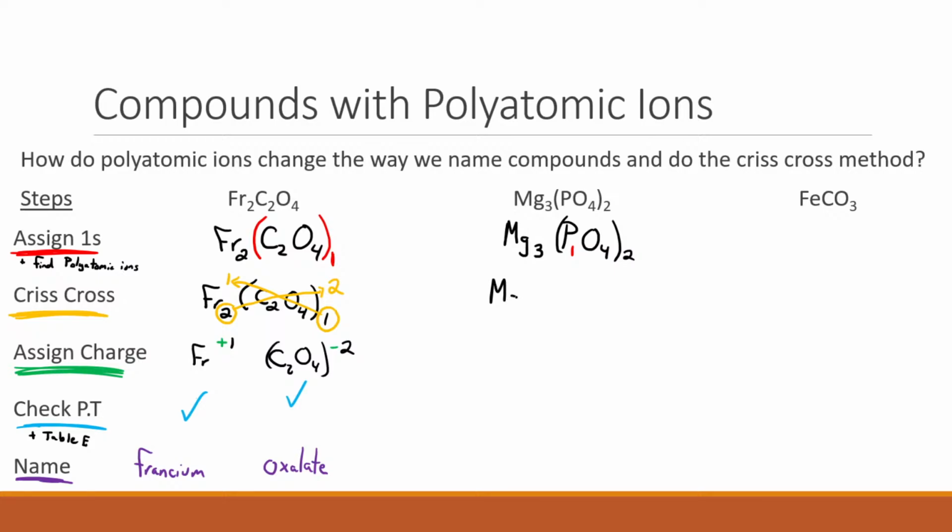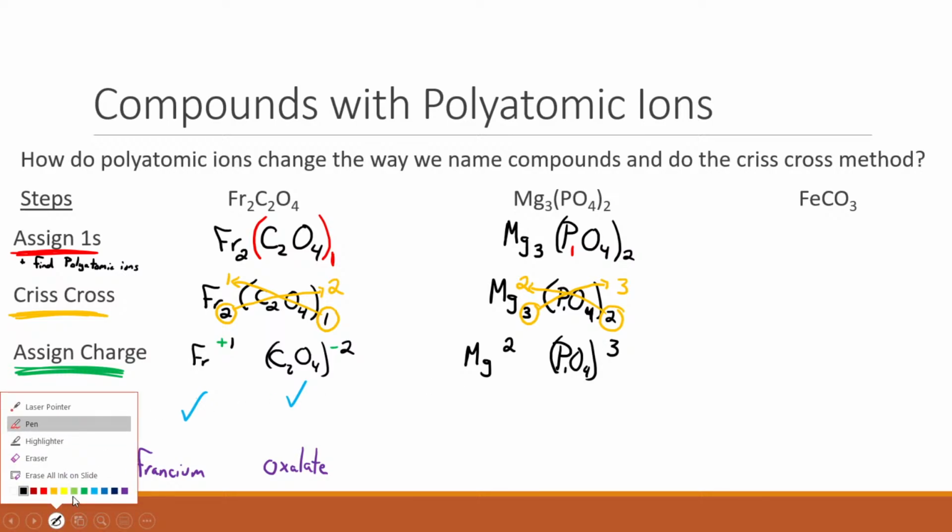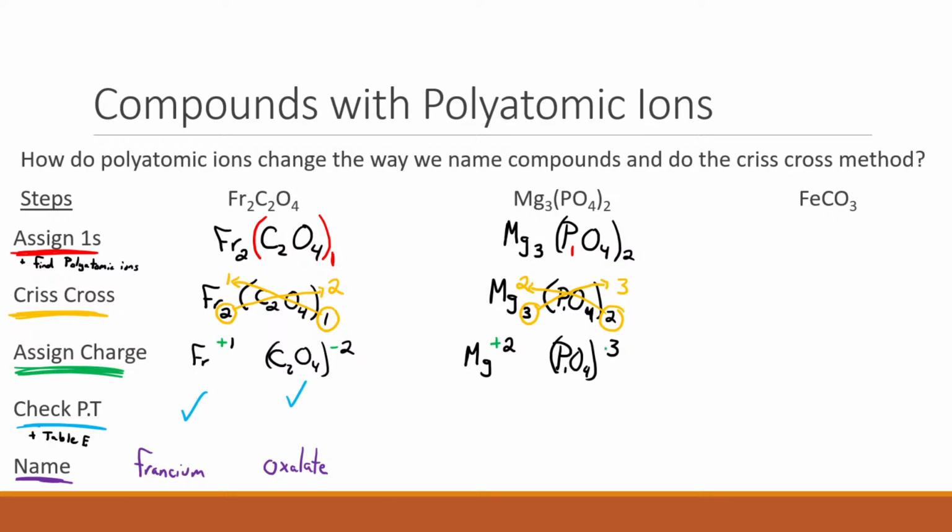We're going to take our elements here, right? We're going to take our ions, we're going to bring them down, we're going to crisscross them, moving the 2 up and over, the 3 up and over. It's going to bring us here, where we are going to then assign our charge. First ion is always positive. Second is always negative. Then we're going to check the periodic table.